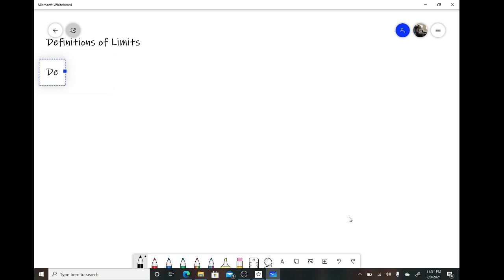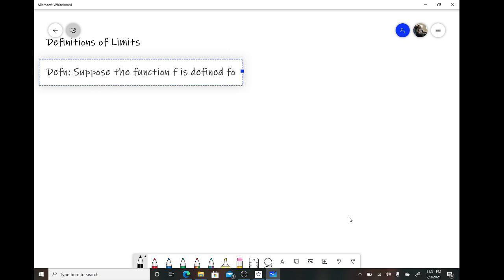So let's first define what a limit is. I'll try typing most of it. Suppose the function f is defined for all x near a. A is a real number, and x are also real numbers. So f is defined near a, except possibly at a.